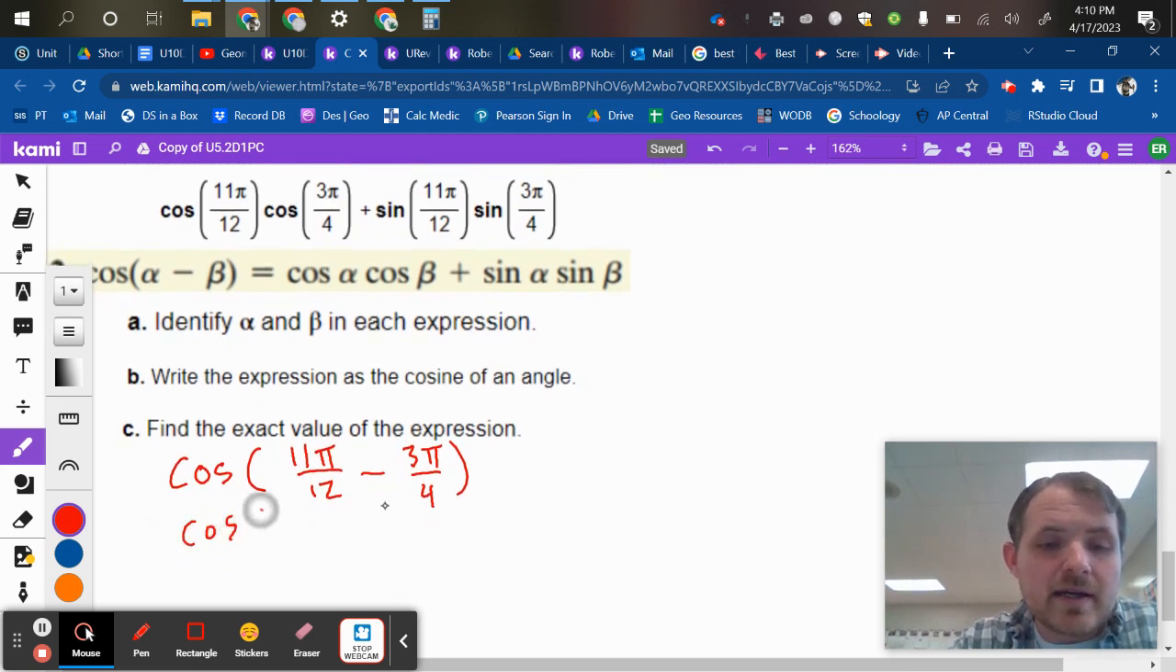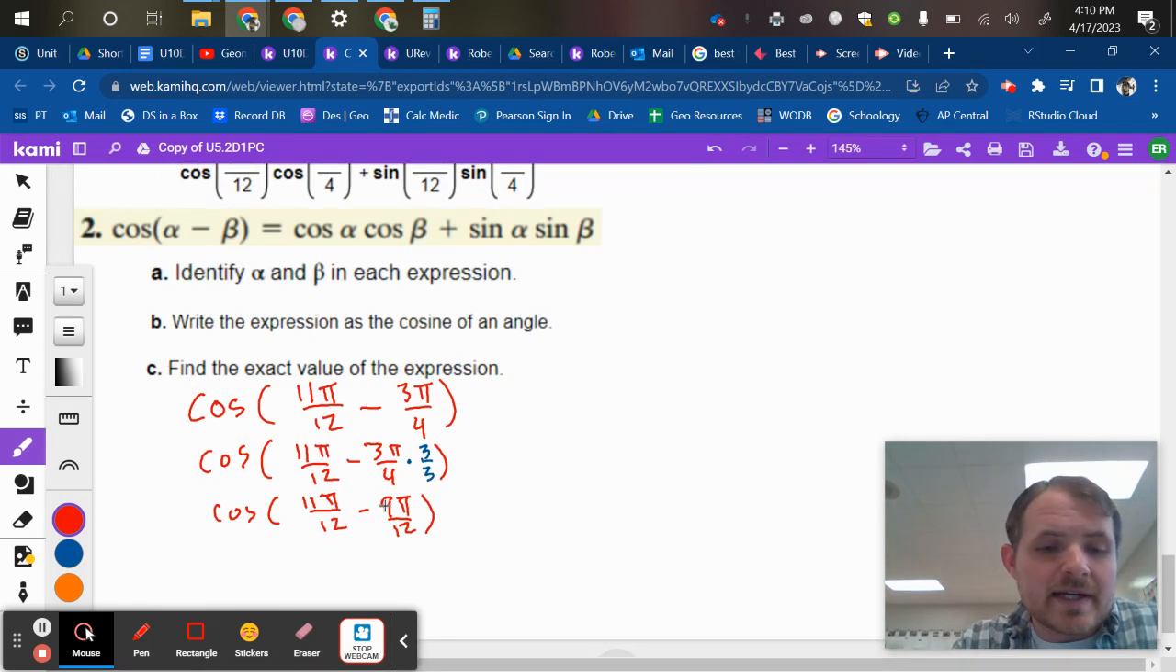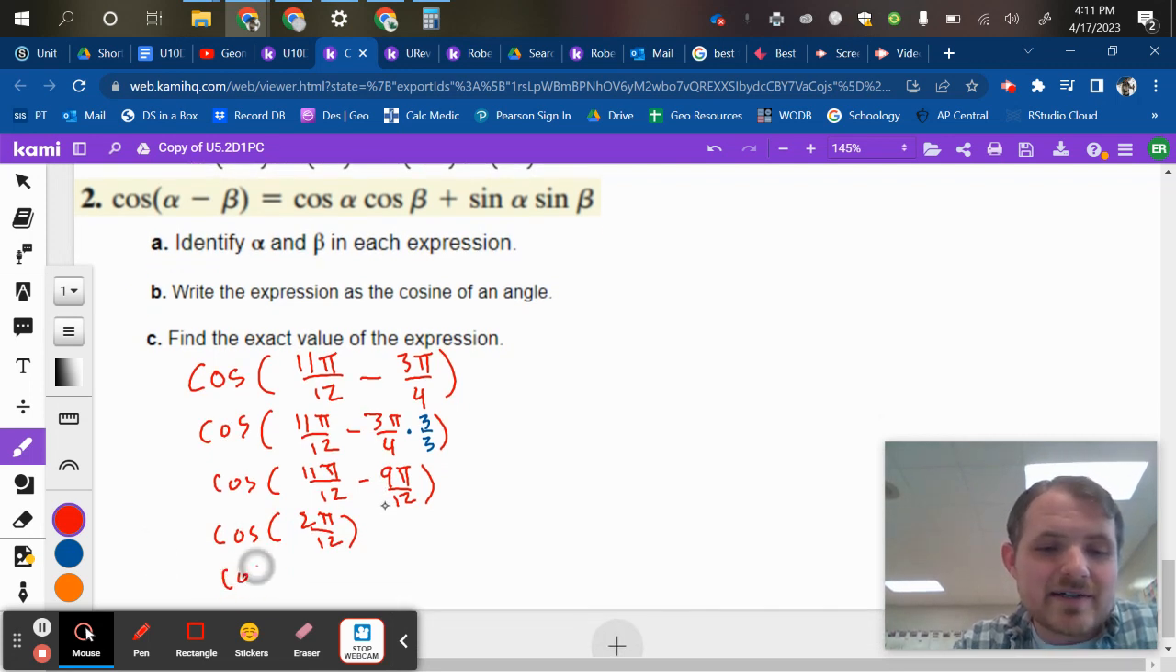So I'm going to make it have a denominator of 12 on the right. So that will become 3 pi over 4 times 3 over 3, giving us cosine of 11 pi over 12 minus 9 pi over 12, which eventually becomes 2 pi over 12, which will then be finally pi over 6. Okay, that's what part B gives you. And so now we're trying to find what is cosine of pi over 6.